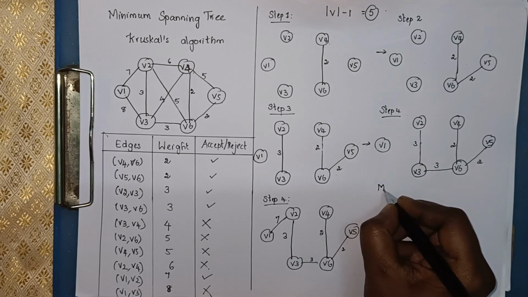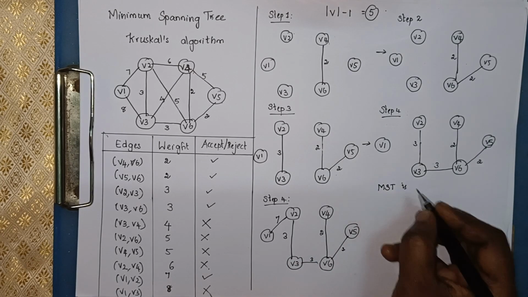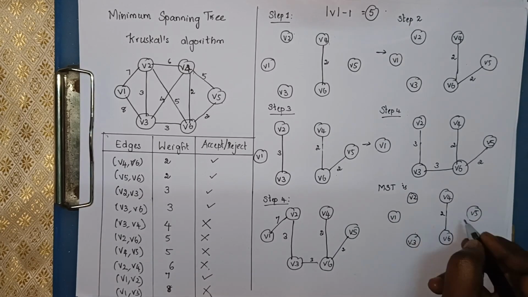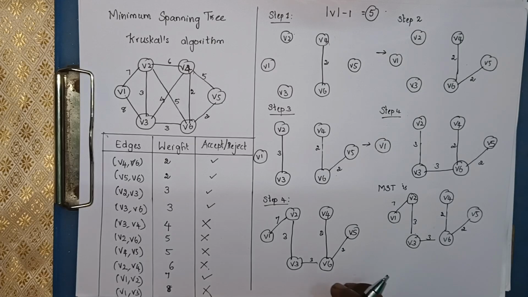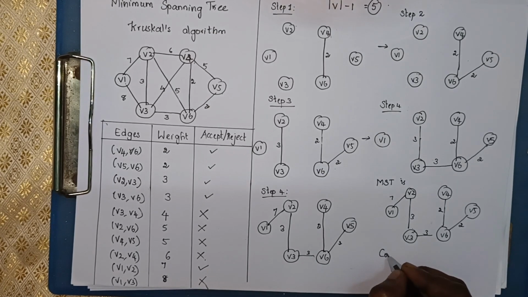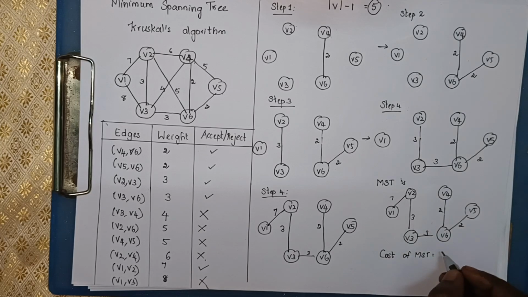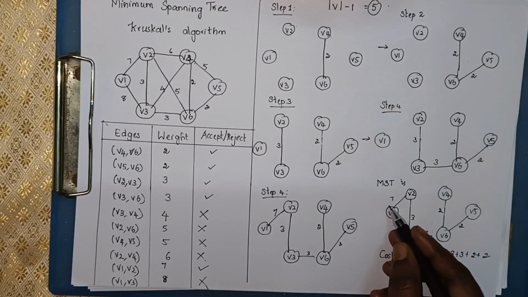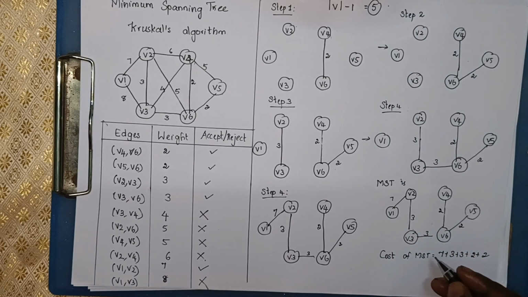So finally you have to write that our minimum spanning tree cost is 7 plus 3 plus 3 plus 2 plus 2. 7, 3, 3, 2, 2: 10, 13, 15, 17. 17 units.